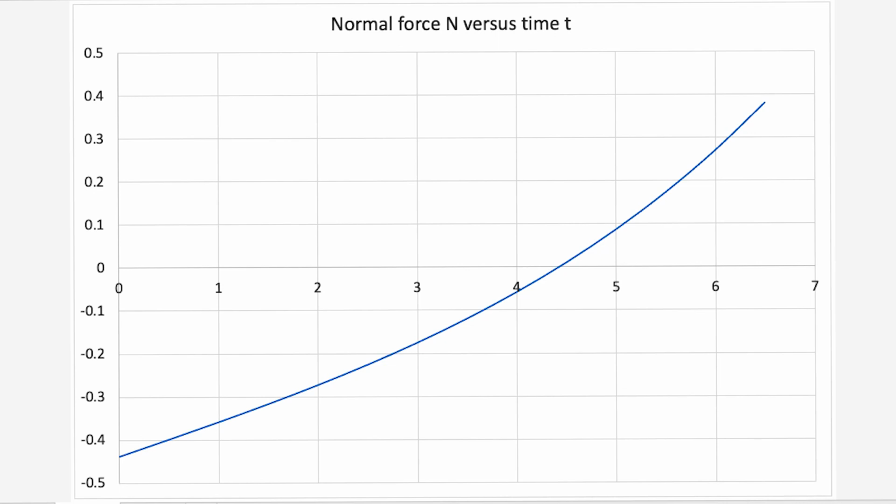negative, the outer wall is pushing more, but after some time, some 4.4 second or so, N becomes positive. So, there is a time when both sides are pushing equally, that means none of the two sides are pushing, the resultant is 0, and then after that this inner wall is pushing more than the outer wall and so on. So, that is the kind of variation you have in N.